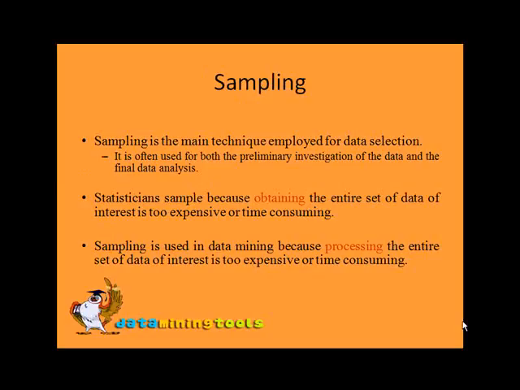Let's understand sampling further. Sampling is a main technique employed for data selection. It's often used for both preliminary investigation of data and final data analysis. Statisticians sample because obtaining the entire set of data of interest is too expensive or time consuming. Sampling is used in data mining because processing the entire set of data of interest is too expensive or too time consuming.